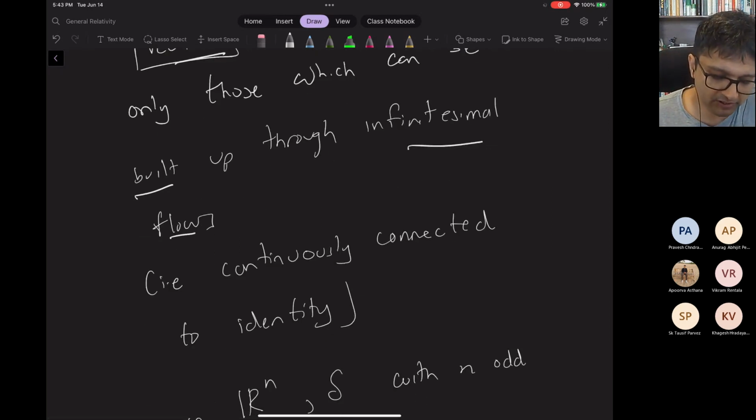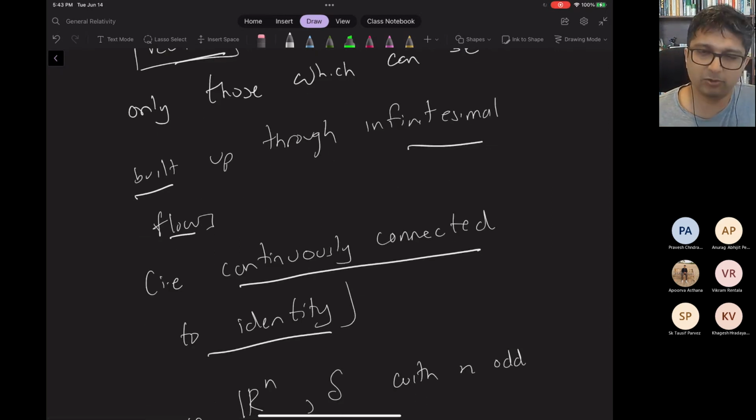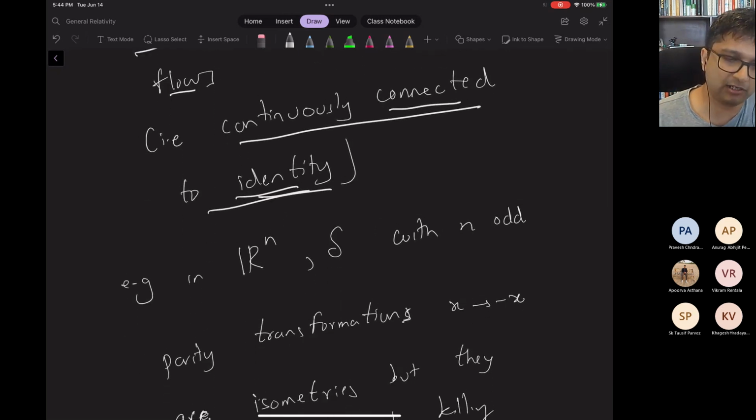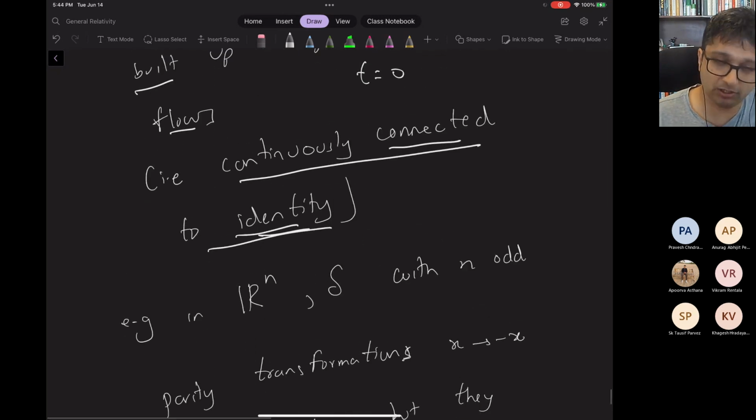So these diffeomorphisms are what are called continuously connected to the identity. If my parameter t is 0, that's the identity transformation. As I increase the parameter t, I'm increasing my flow, so I'm continuously changing t, and I'm therefore continuously connected to the identity operation. So Killing vector fields generate flows which are diffeomorphisms continuously connected to the identity diffeomorphism. But you can give examples of isometries or diffeomorphisms which are not continuously connected to the identity.